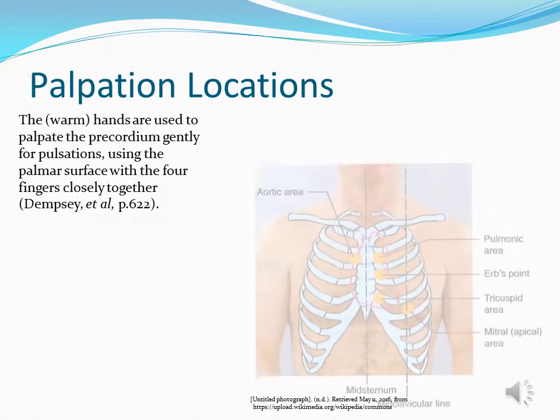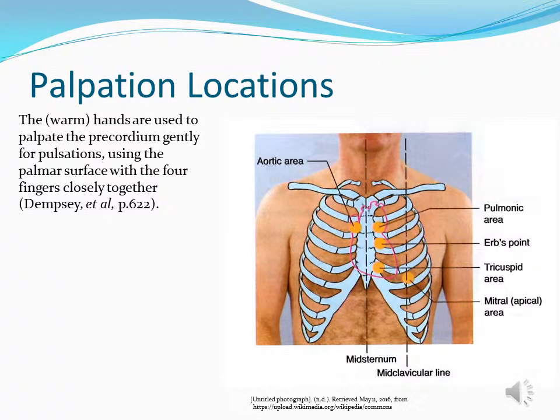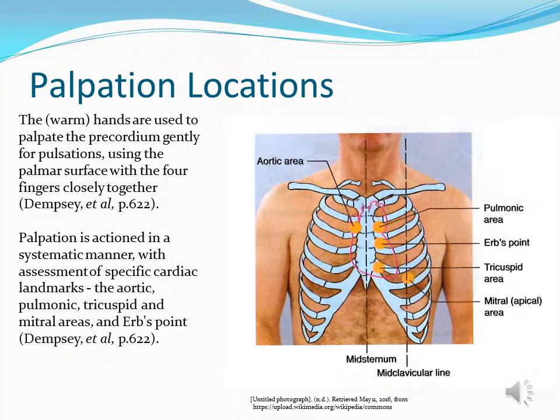Palpation locations. The hands are used to palpate the precordium gently for pulsations, using the palmar surface with the four fingers closely together. Palpation is actioned in a systematic manner with assessment of specific cardiac landmarks: the aortic, pulmonic, tricuspid, and mitral areas and Erb's point.